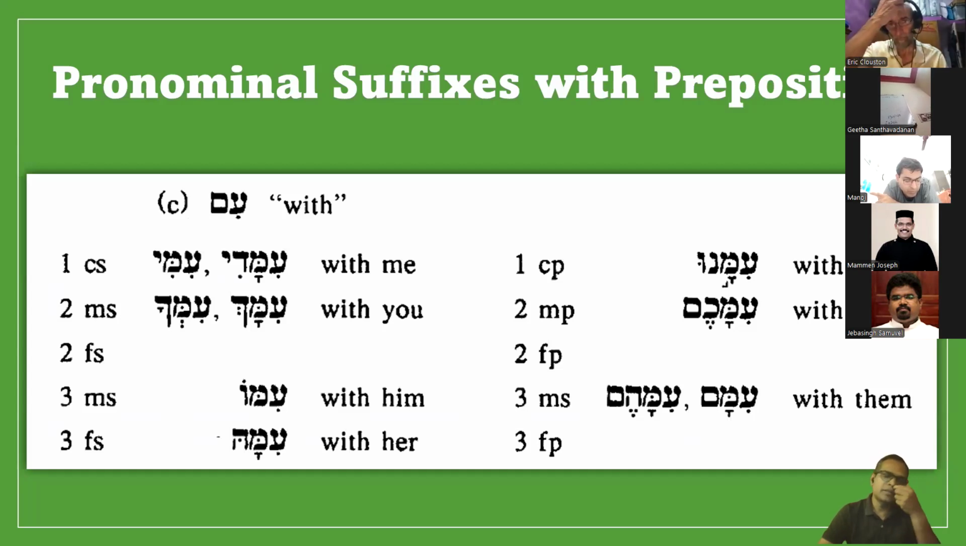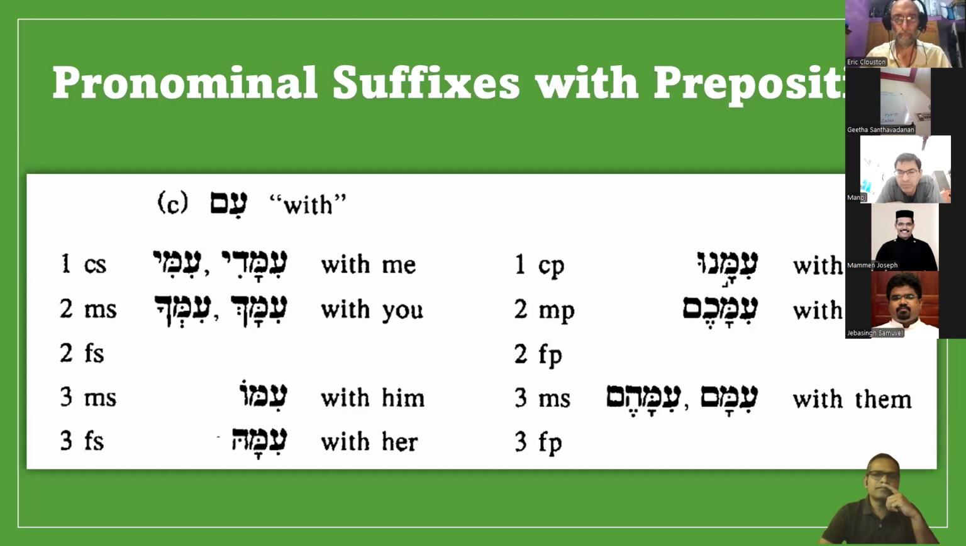Here it is a preposition, the preposition "with", im. Imadi is an irregular form. A dalet is appearing, we don't know why. And then immi.